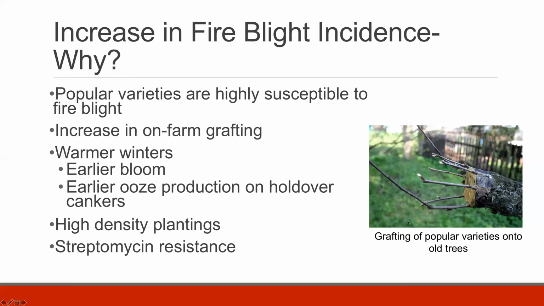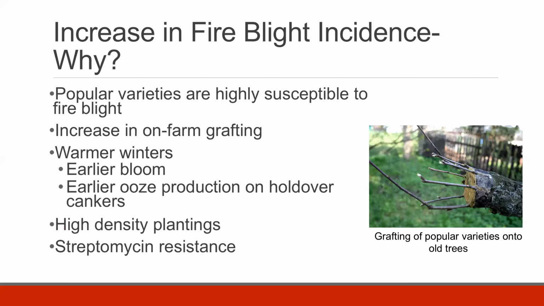Additionally, high-density plantings are more common, and in these high-density plantings, trees are planted anywhere from 2 to 5 feet apart, and therefore the dispersal distance of the pathogen is reduced compared to typical or non-high-density plantings where the trees are anywhere from 5 to 10 feet apart. And lastly, Erwinia amylovora populations are becoming resistant to streptomycin, and because of this, we will see an increase in disease, not only in incidence, but also in disease severity.